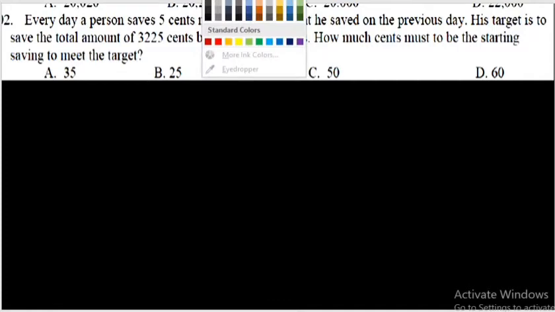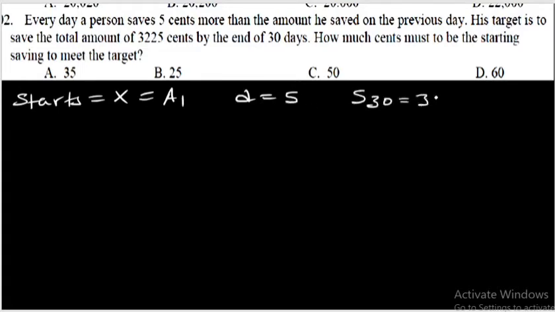That is the sum of the 30 days saving. It has to be this much amount. So how many cents must be the starting saving to meet the target? What to do here? We don't know by how much money he starts, but let's say he starts by X. That means we can consider this as A1. The common difference we said already is 5, and we are given sum of 30 is equal to 3225. The given must be clear first, before we start doing anything.